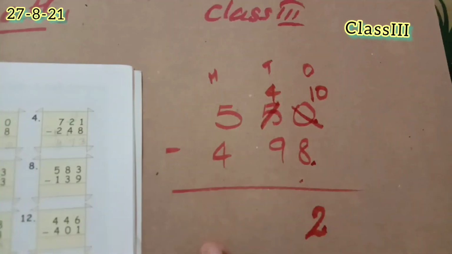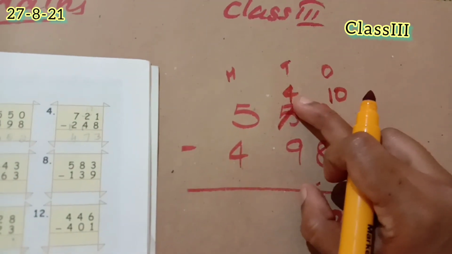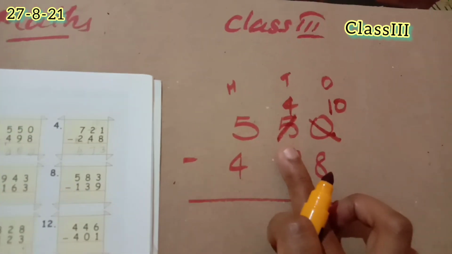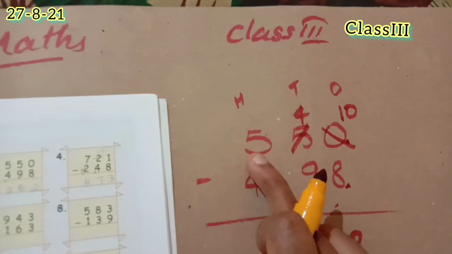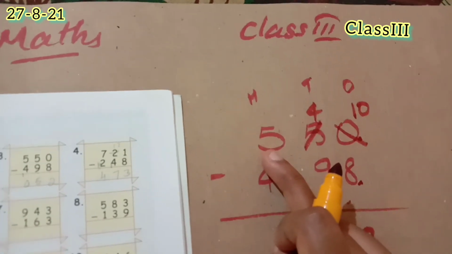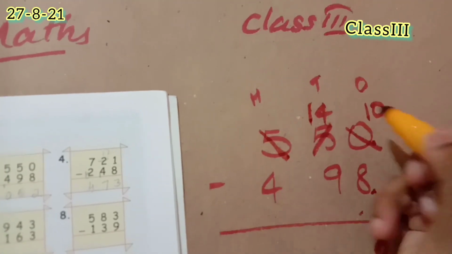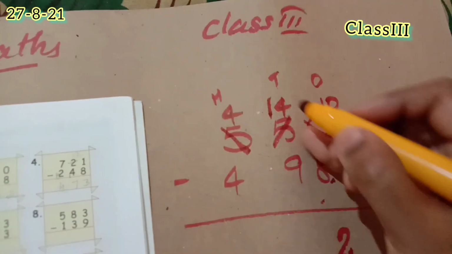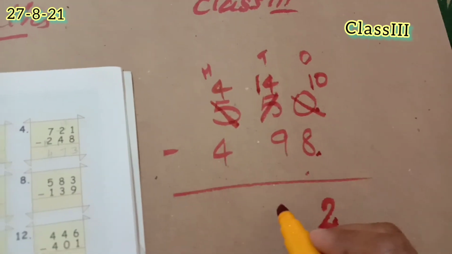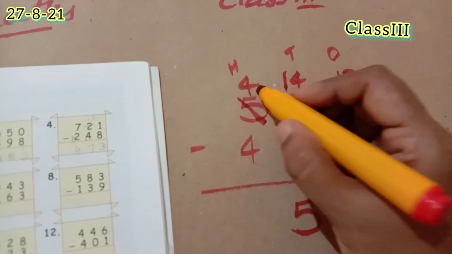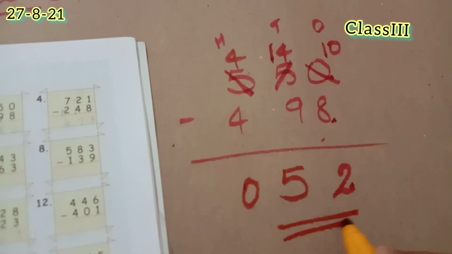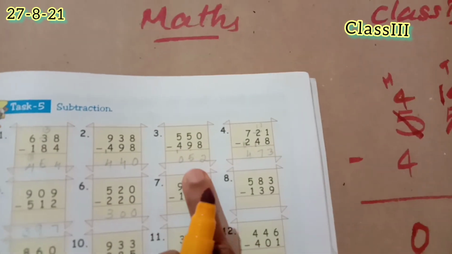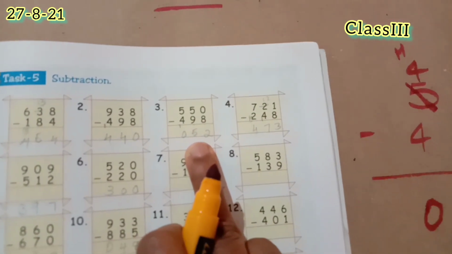4 minus 9. Is it possible? 4 is the lower number, 9 is the higher number. So when the subtrahend is higher, we need to borrow from the next number. So I asked the 500s, please give me one. So he gives this one here, 14, and 5 is reduced to 4. So now 14 minus 9, 5. 4 minus 4, 0. What is the answer? 52. How did we get 52? Do you understand now?